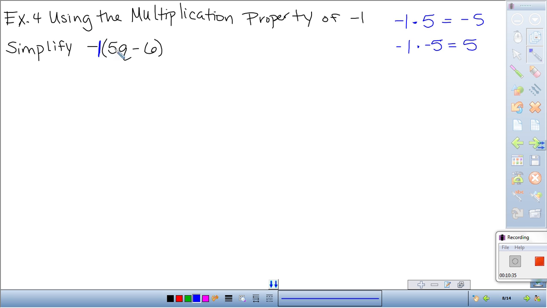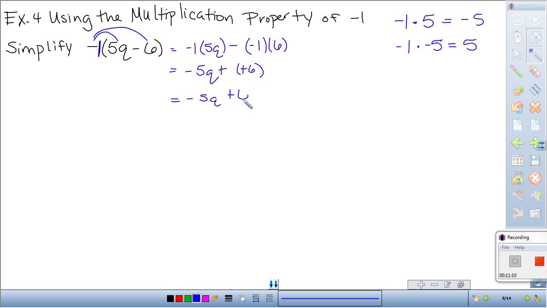So it's -1 times 5q and -1 times 6. So -1 times 5q minus, it's that minus there, -1 times 6. And then we simplify. -1 times 5q is -5q minus -1 times 6 is -6. And we can simplify this. Instead of minus a negative, you know it's the same as adding a positive, so -5q plus 6. That's one way to do it.